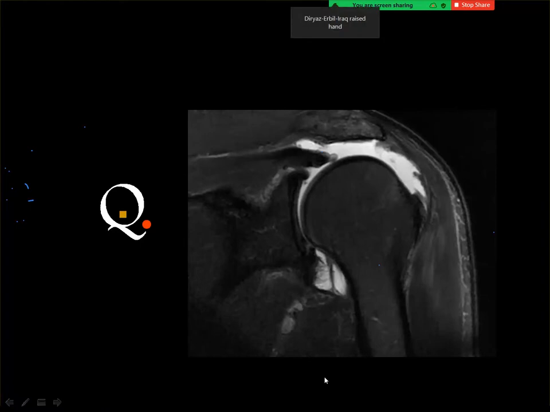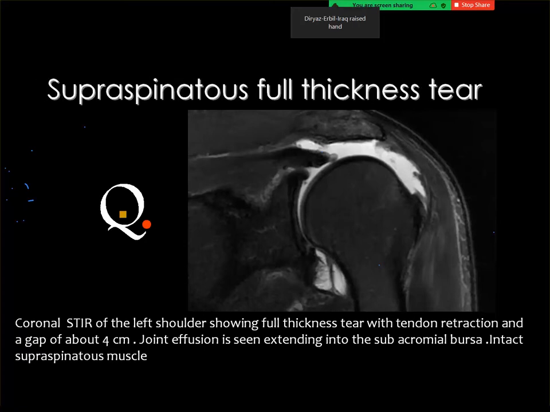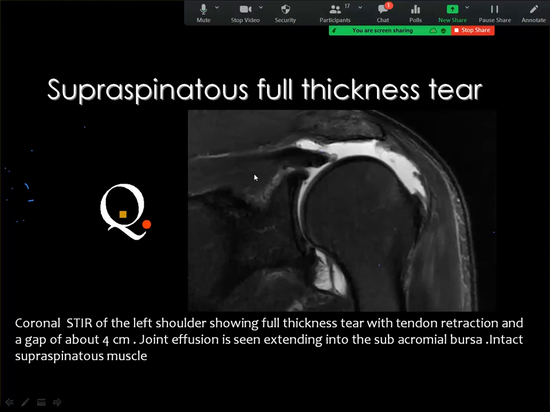Supraspinatus, complete. Yes, a supraspinatus full thickness tear with retraction. You should measure the distance between the edges of the tendon, and also you look at the state of the muscle. Complete tear supraspinatus. Sorry.